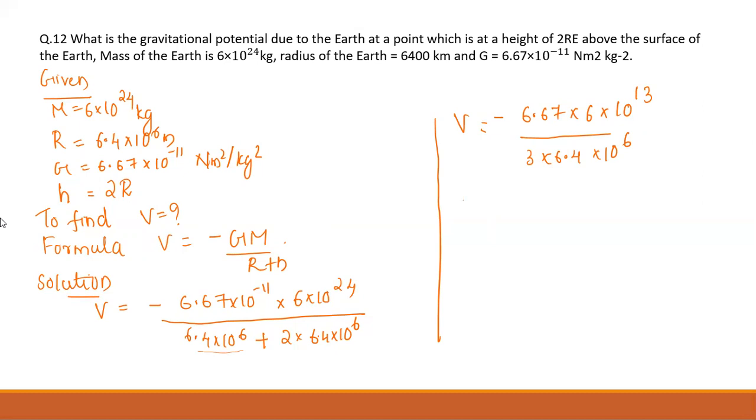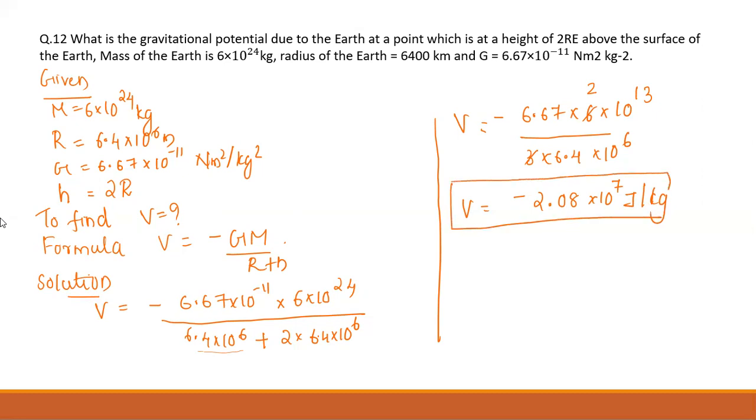On solving this, we will get V is equal to, this 3 and 6 cancel 2. Now 6.67 into 2 upon 6.4 is equal to minus 2.08 into 10 raised to 7 will come. And the unit is joule per kilogram. This is the value of gravitational potential. The negative sign indicates the attractive nature of gravitational potential. So these are the sums of the gravitation lesson.